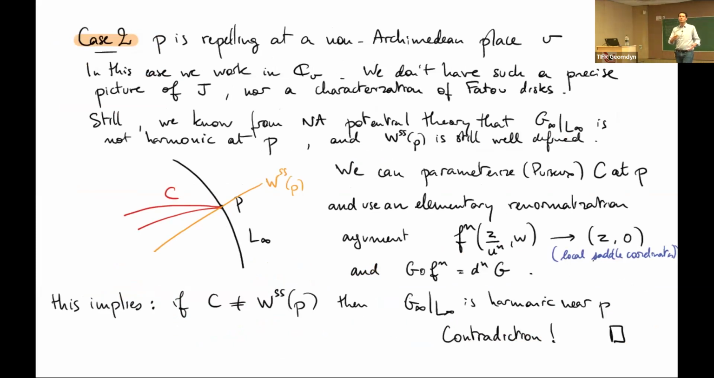Okay, so we need to do something slightly different, but we imitate this argument, and the argument is an elementary renormalization result. You work in local coordinates here. So F is my map viewed in coordinates where Z is the coordinate along the line at infinity, and W is the coordinate along the stable manifold. And saddle point theory says that something like this happens. So lambda is the unstable multiplier.